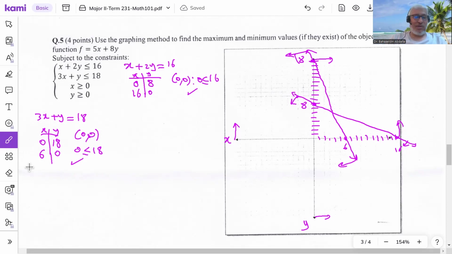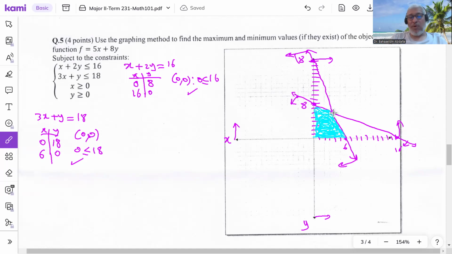So where is the region? Where is the region that satisfies all of these conditions? It is this region. Now this region, this area, is what satisfies all the conditions. X is greater than 0, y is greater than 0, below this line, to the left of this line. So this is my feasible region. This is the region. Now what should we do after we find the region?